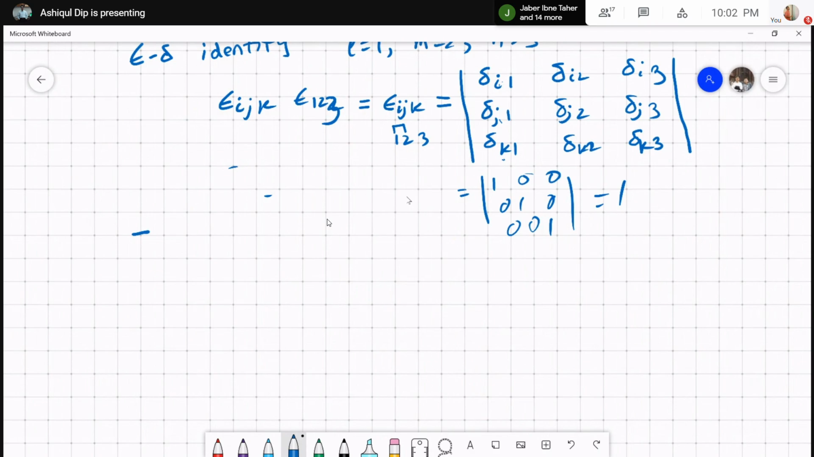I think one common identity we can show is the double cross identity. We already know that A cross B cross C, actually this thing, A cross B cross C, is not associative. So yeah, what is this? What's the result?